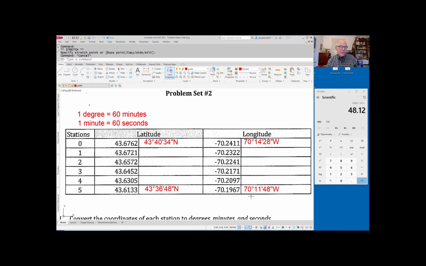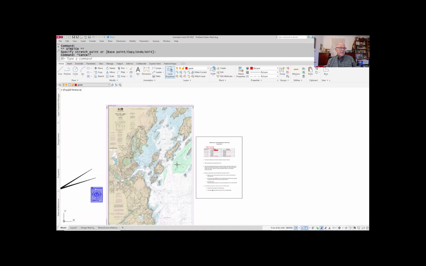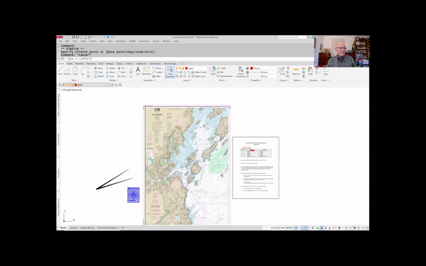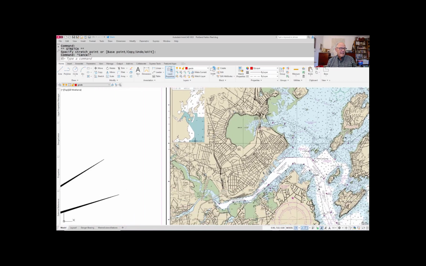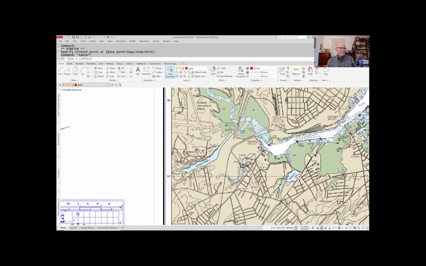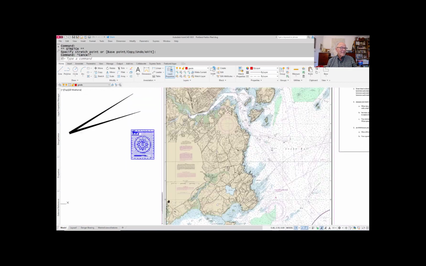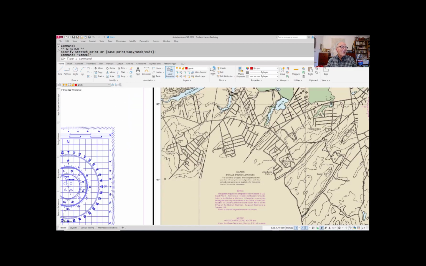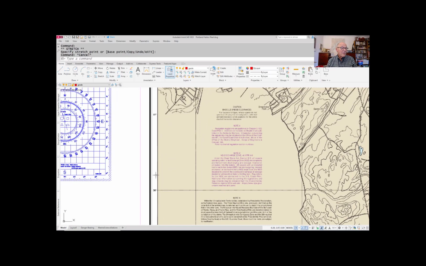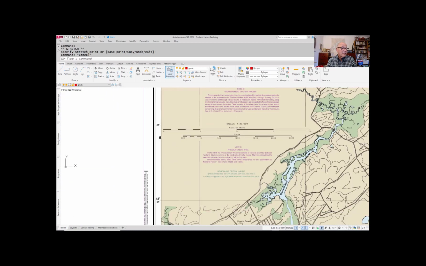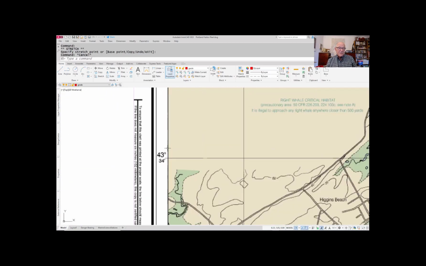Now we're going to plot both of these on the chart. So I'll make this bigger now. We'll do the latitude first. The latitude scale is on the vertical scale on the left and the same scale is on the right. If you take a look at it, all the latitudes that we're going to be dealing with in this class, since we're in Casco Bay, are going to be based on 43 degrees. So if you come right there, it shows you 43 degrees.